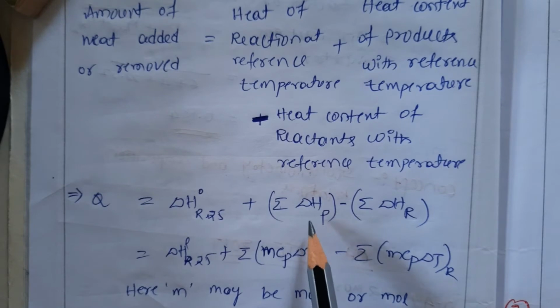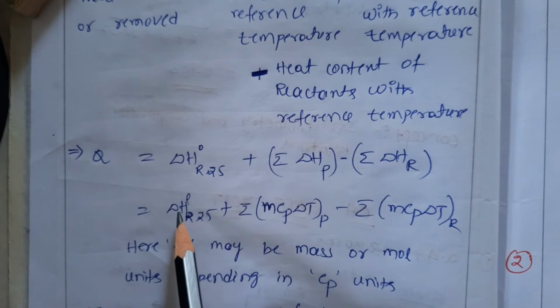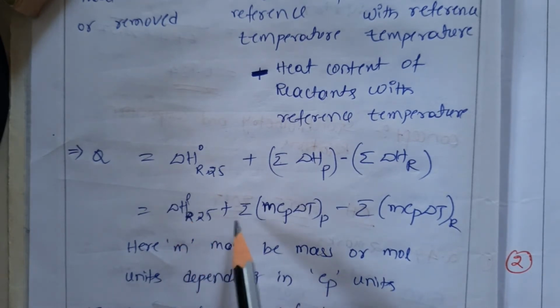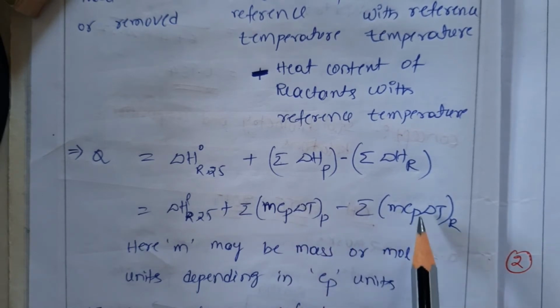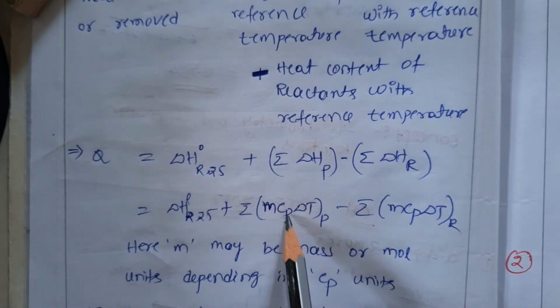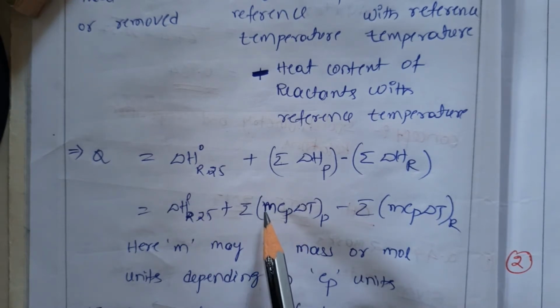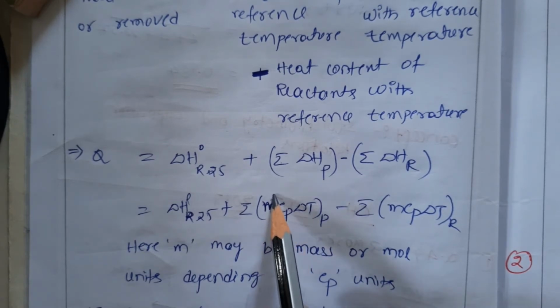In terms of heat capacities we can write this as Q equal to delta HR naught at the reference temperature plus sigma mCp delta T of the products minus sigma mCp delta T of the reactants. Here this m may be either mass or moles depending upon the units of Cp. If Cp units are in joule per mole Kelvin, then it will be moles. If Cp units are in joule per kg Kelvin, then it will be mass. In our case they have given it in moles, so this must be moles only.